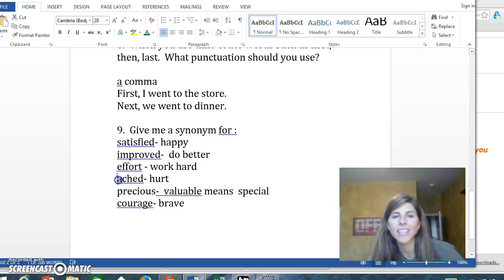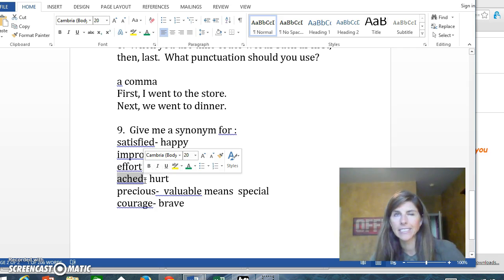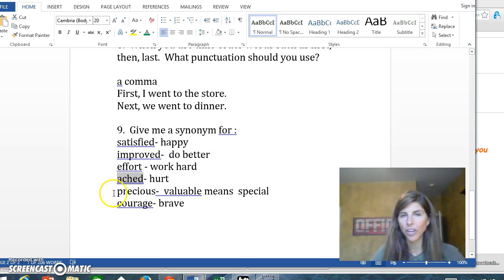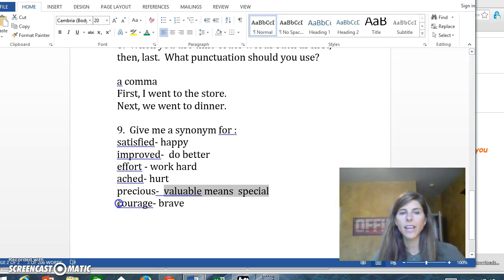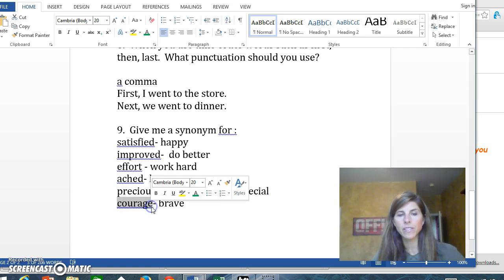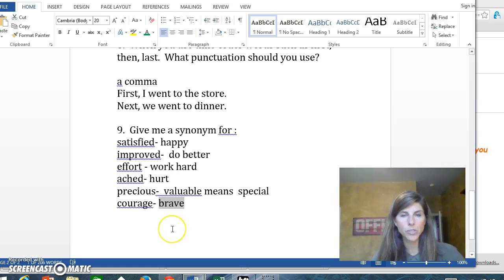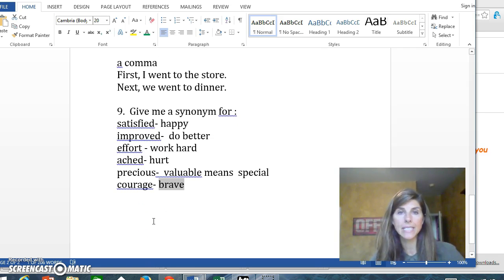Give me a synonym for the word ached. So it could be something like hurt. And a synonym for precious would be valuable or special. Okay, and then a synonym for courage. Okay, so another word would be brave. So synonyms are just words that sound, or not sound alike, words that mean the same thing.